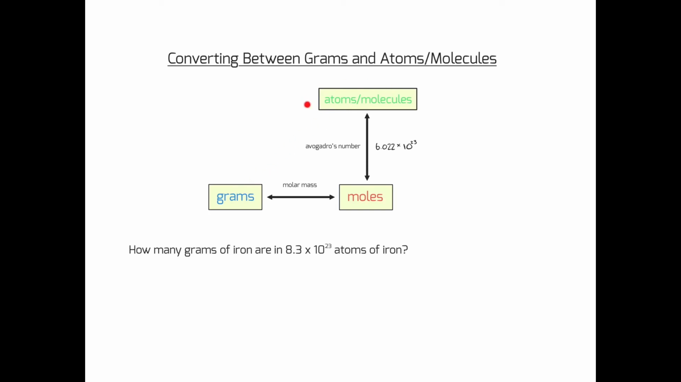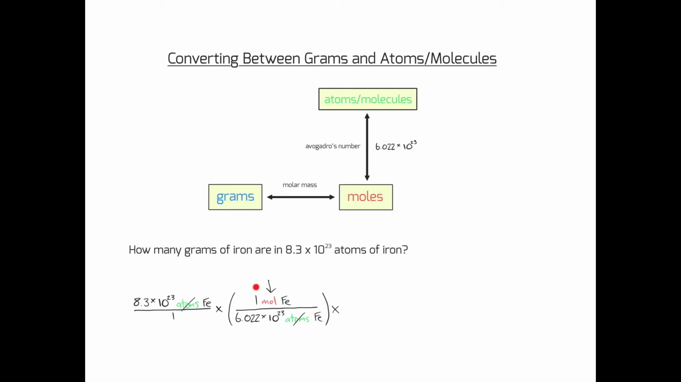If we want to go from atoms to grams, we first have to go from atoms to moles, then we can go from moles to grams. So we start with our given value over 1, and we're going to use Avogadro's number to convert from atoms to moles. So we set up our conversion factor so we have atoms on bottom so they can cancel with the atoms on top. So these atoms cancel with these atoms, and now we have moles of iron.